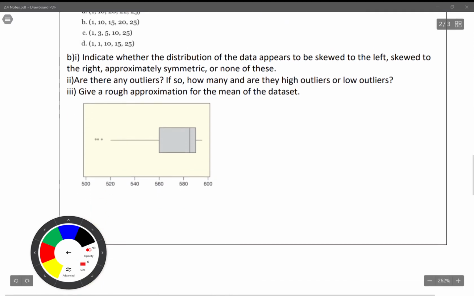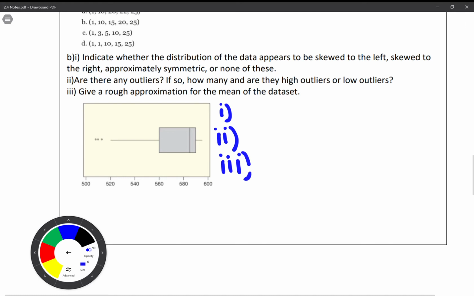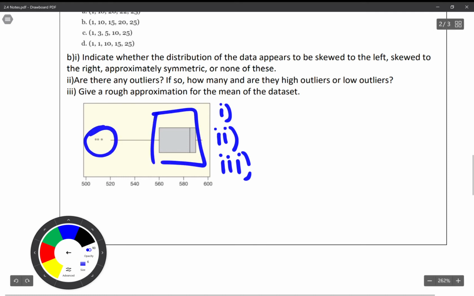So here it tells us to indicate whether the distribution appears to be skewed right, skewed left, approximately symmetrical, or none of these. Well, obviously the outliers are to the left and most of the data is here. So we're going to look at the tail, which is left. So this is going to be skewed left. If you had skewed left, great job.